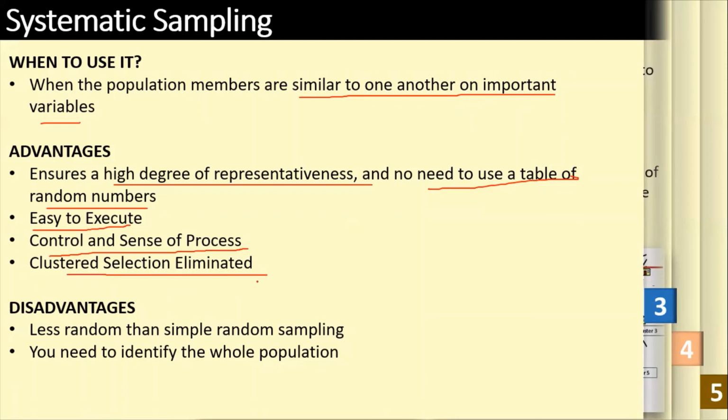So, dili gid siya pabor-pabor gihapon og pili. So, disadvantage, less random than simple random sampling. Tungod kay diba, imo man siyang i-arrange. So, medyo bias ang pag-arrange. So, another one, you need to identify the whole population. So, same gihapon sa simple random sampling, dapat aware ka sa whole population.